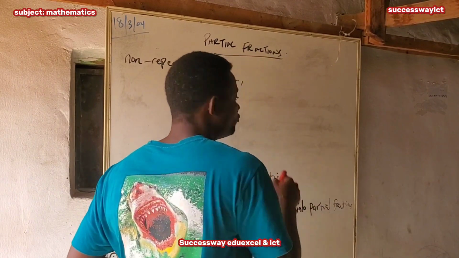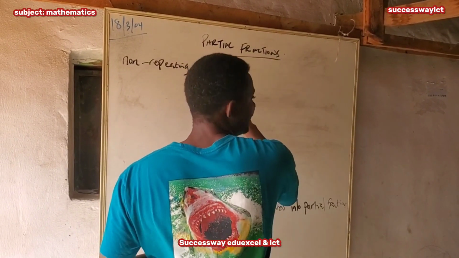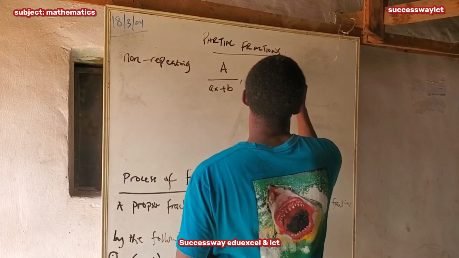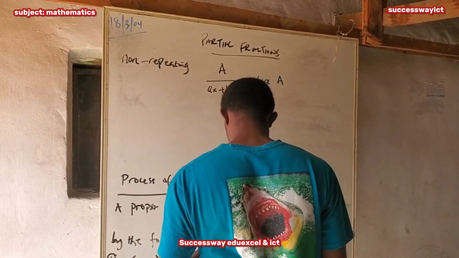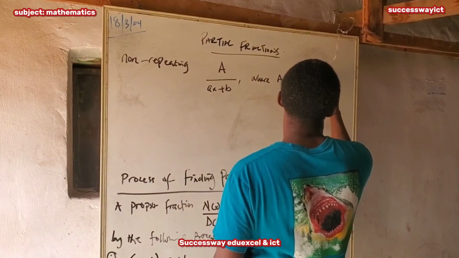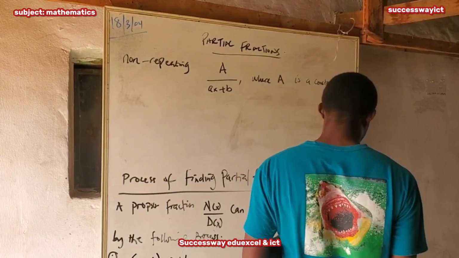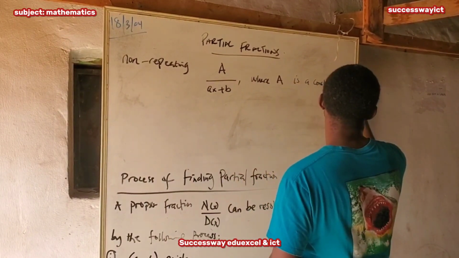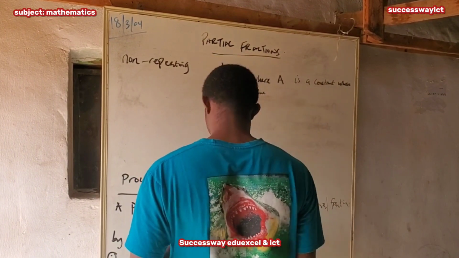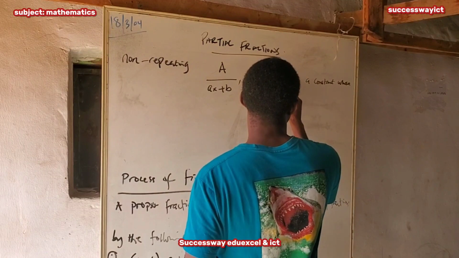its partial fraction will be of the form a all over ax plus b, where a is a constant whose value is to be determined.